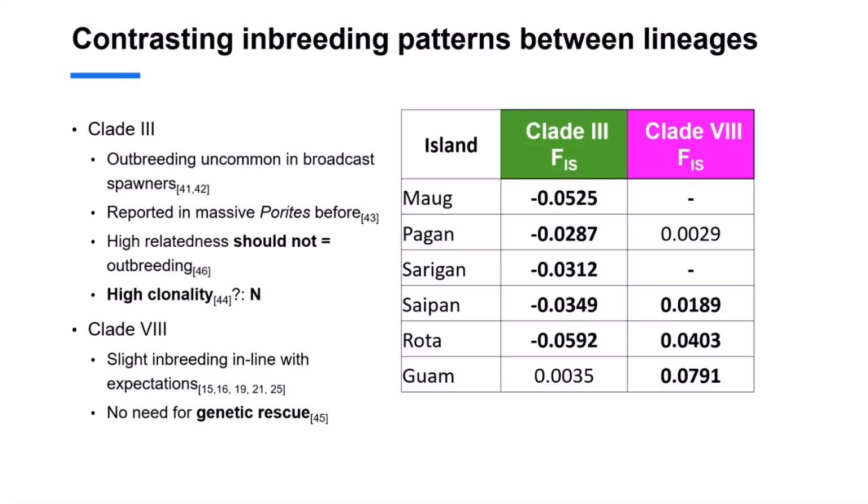Comparing those results to clade 8, for once, clade 8 is not the problem child. It's the more in line with expectation of the two. So slight degrees of inbreeding are in line with both expectations in the Marianas as well as in broadcast spawners in general. While there is some degree of inbreeding, these levels are not to the level that would require genetic rescue from external intervention.